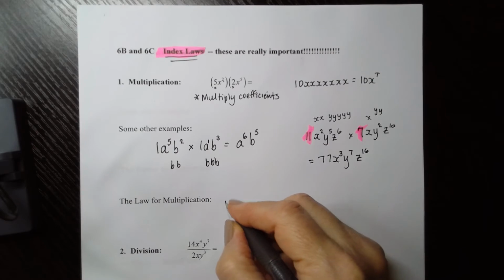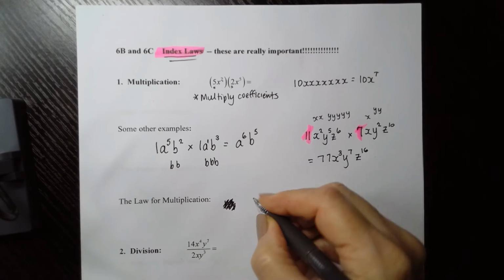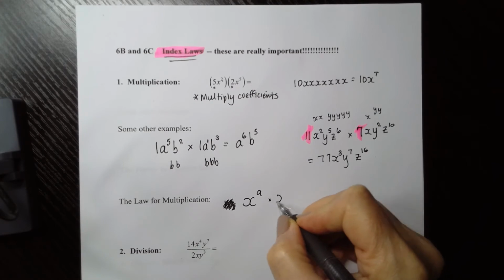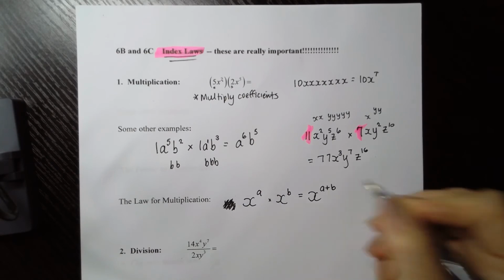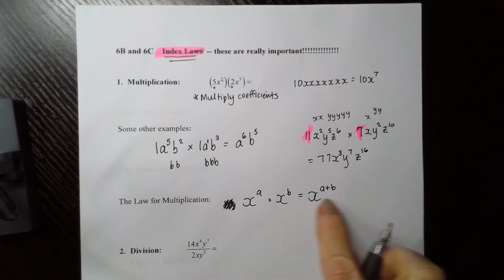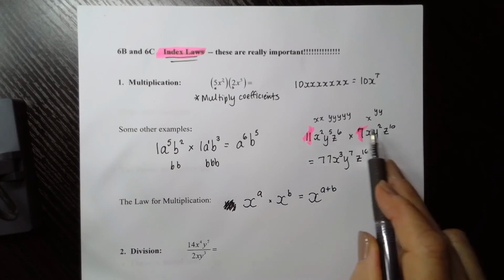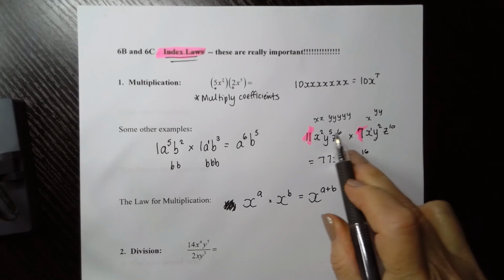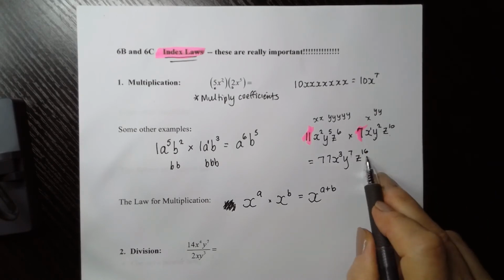Let me do something that'll be easier for you. Let's go x to the a times x to the b, that's x to the a plus b. So when I multiply two like bases, x and x, I just add their exponents. Let's go back up here and look at that. X and x, same base, 2 plus 1 is 3. Y and y, same base, 5 plus 2 is 7. Z and z, same base, 10 plus 6 is 16.